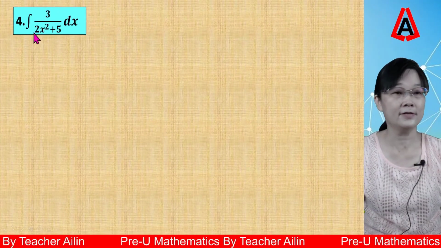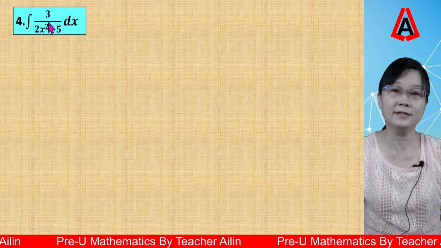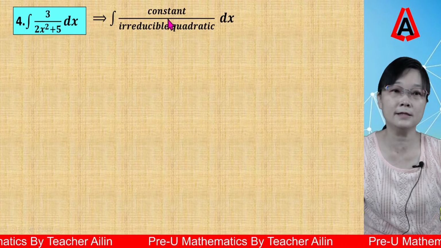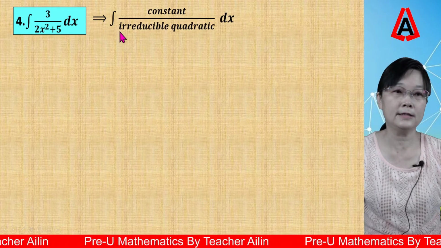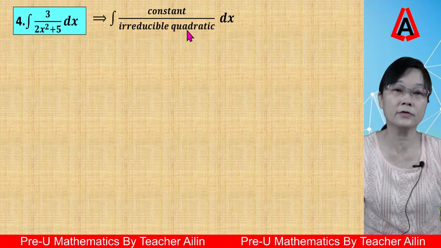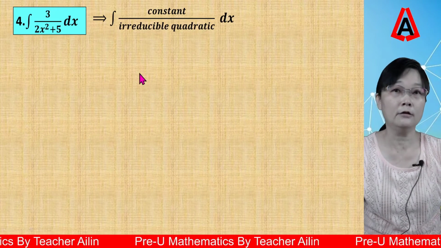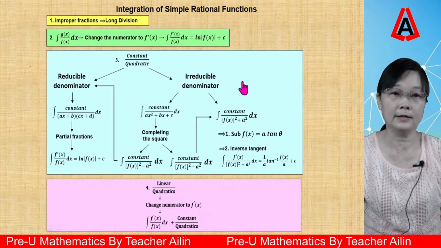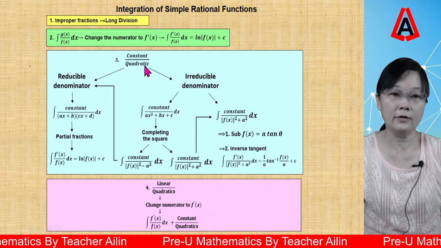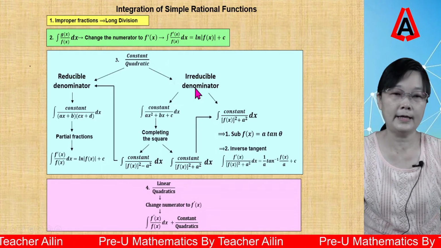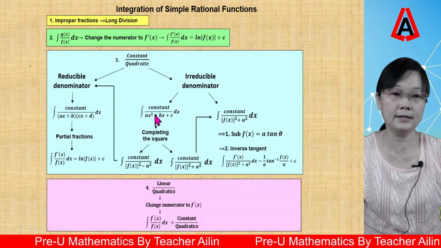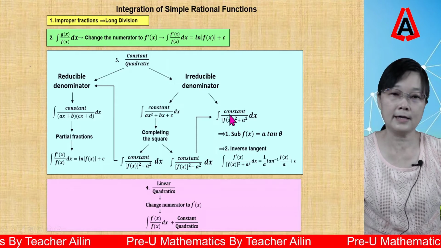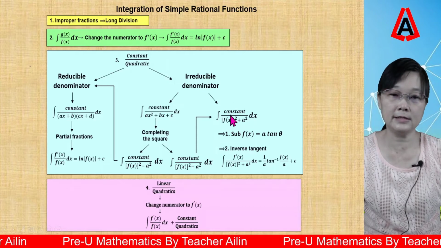Now let's try this question. This rational function is in the form where the numerator is a constant and the denominator is an irreducible quadratic. That is, we are not able to factorize the denominator. When we look back at the mind map, if we are not able to factorize the denominator, then it will be either in this form or this form. Now, from the question, we notice that the rational function is in this form.